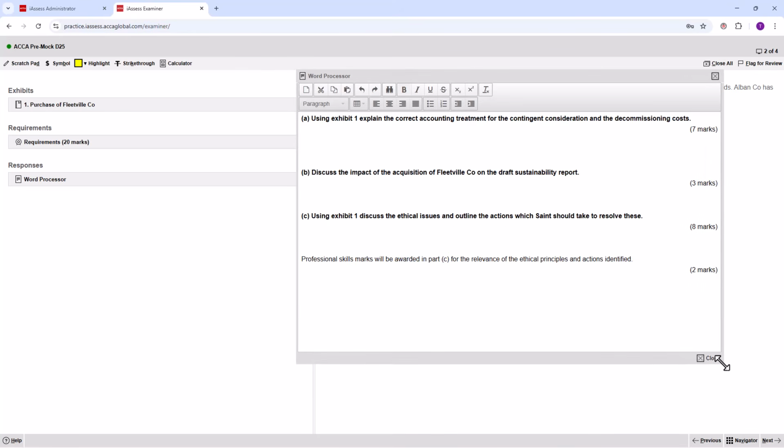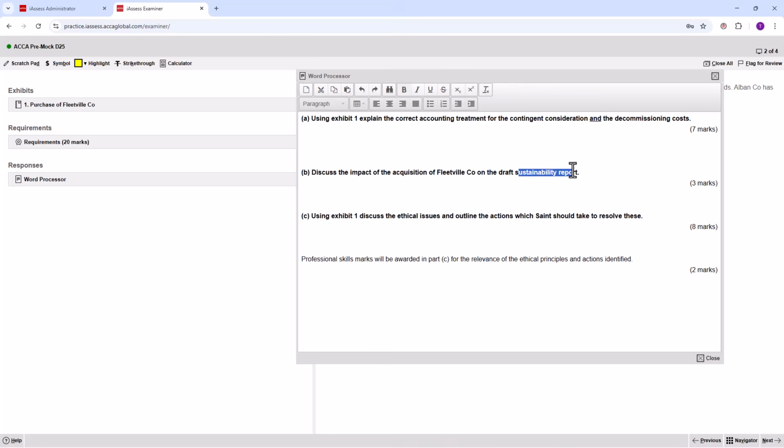I think it's important that you do A and B and C in order for question 2, although it's worth having a skim read of the requirements. Explain the accounting treatment for the contingent consideration and the decommissioning. So we've got some accounting at the beginning and we've got the word and, it breaks it down. Then we've got some sustainability reporting commentary. So we've got 10 marks on accounting, sustainability.